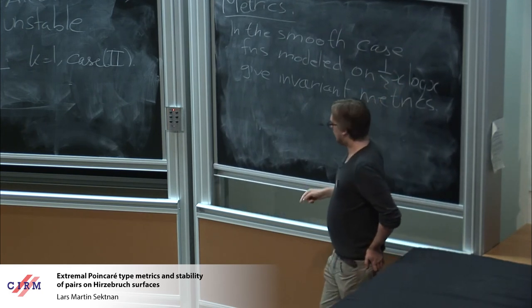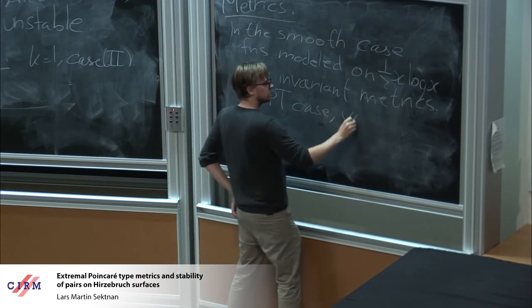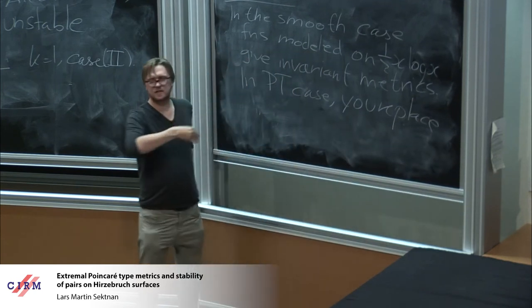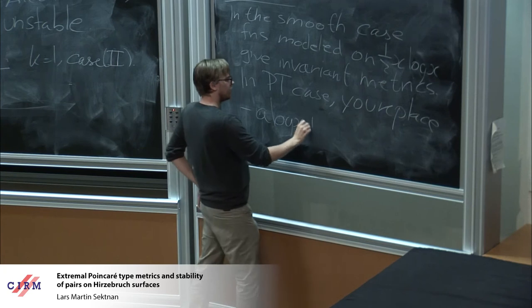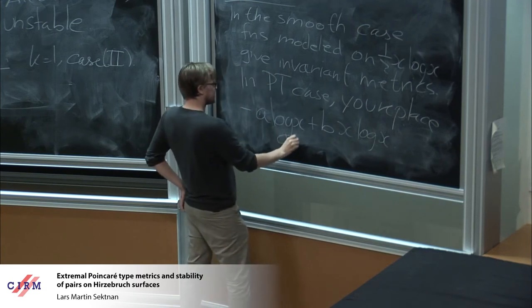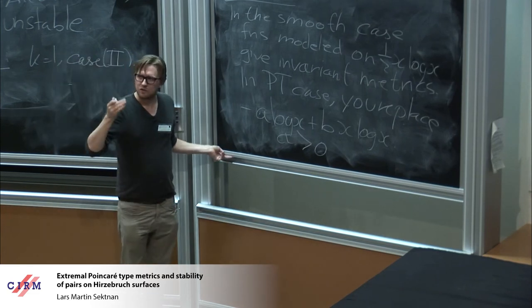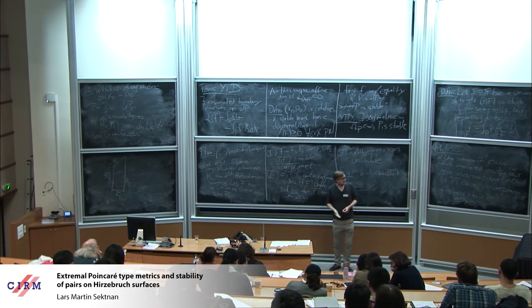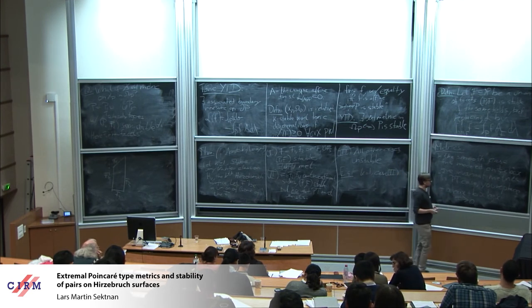In the Poincaré type case, one replaces this x log x behavior with minus a constant times log x plus another constant times x log x, where a is positive. And what we really believe is true in case two is that you allow the coefficient here to be a little bit different. So you also need that.